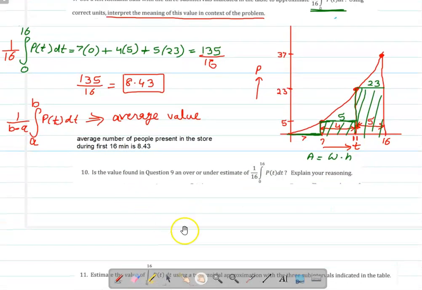For the next part, we need to find whether the value 8.43 represents an overestimation or underestimation of this integral. For that, let us look at the graph again. Here we have got the area of these 3 rectangles as 135. But this value doesn't represent all the area under this curve. We have found only this shaded area, but these small parts, these triangles, are still left behind. We haven't included those areas. So the answer we have got is an underestimation.